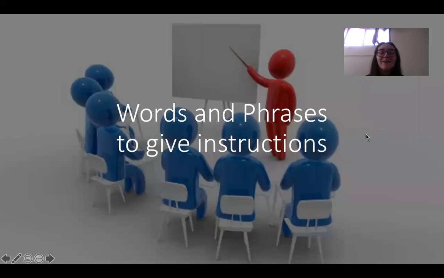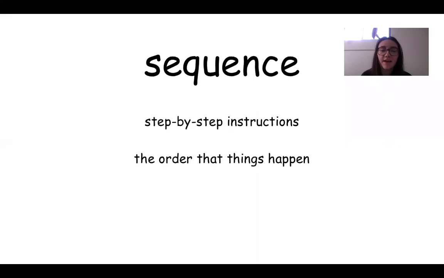Hi students. So today's lesson is going to be words and phrases that help you give instructions. So we'll just be going over some words and phrases today. The first word that we're going to talk about is the word sequence. So sequence is step-by-step instructions, or the order that something happens. It means that one thing comes after another.